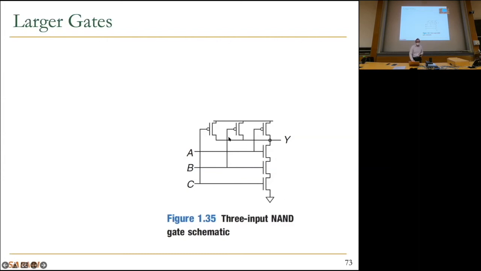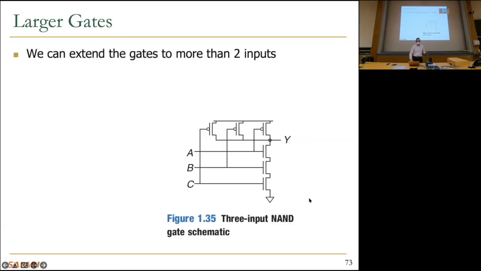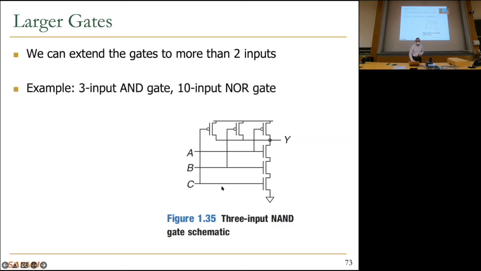But let's take a look at larger gates. So this is a larger 3-input NAND gate. We saw the 2-input NAND gate. We didn't have an extra transistor over here and over here. If you want to build a 3-input NAND gate, it's easy, except you have longer latency in the series path, as we discussed, right? So we can extend the gates to more than 2 inputs. You can have a 3-input AND gate, 10-input NOR gates. You can draw 10,000 input gates, but they may not work the way you really like them to work, of course. So there is a limit. If you really want to build gates, you don't want to go too large because they become slower because of the series path and also non-idealities in the circuit.